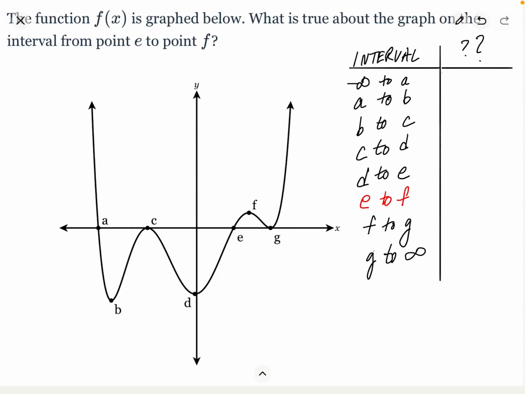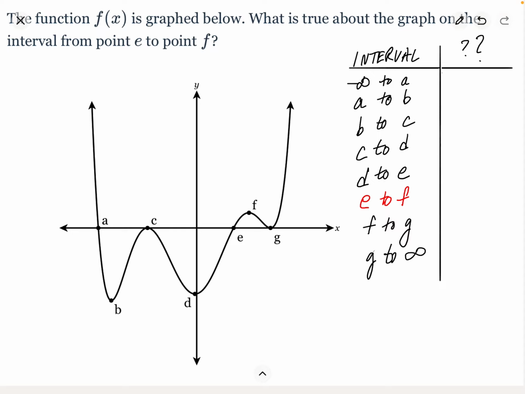I want to combine the two ideas that we've been working on in this lesson. The first idea is to be able to look at a graph and determine where the graph is increasing or decreasing. And the second part is to look at that graph and tell where the graph is positive, negative, or equal to zero.